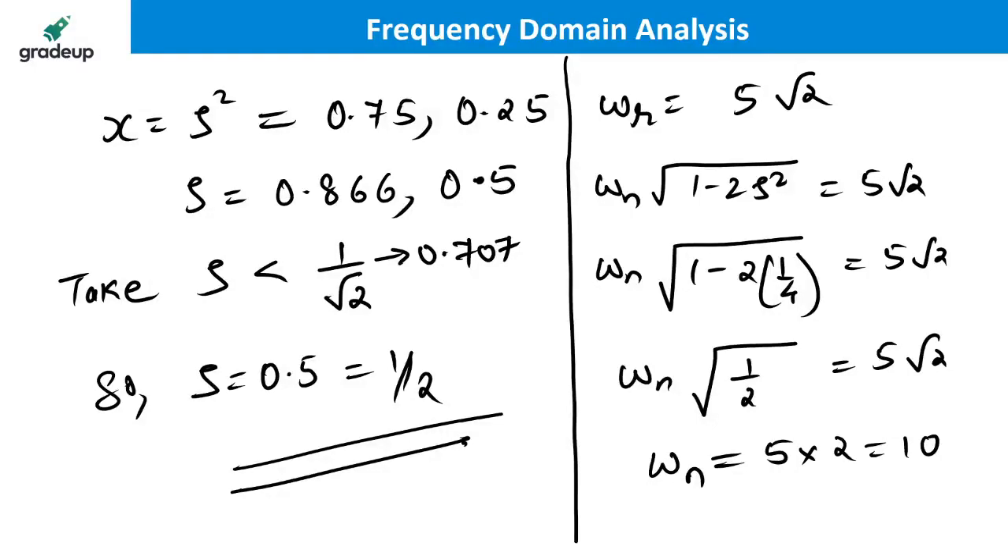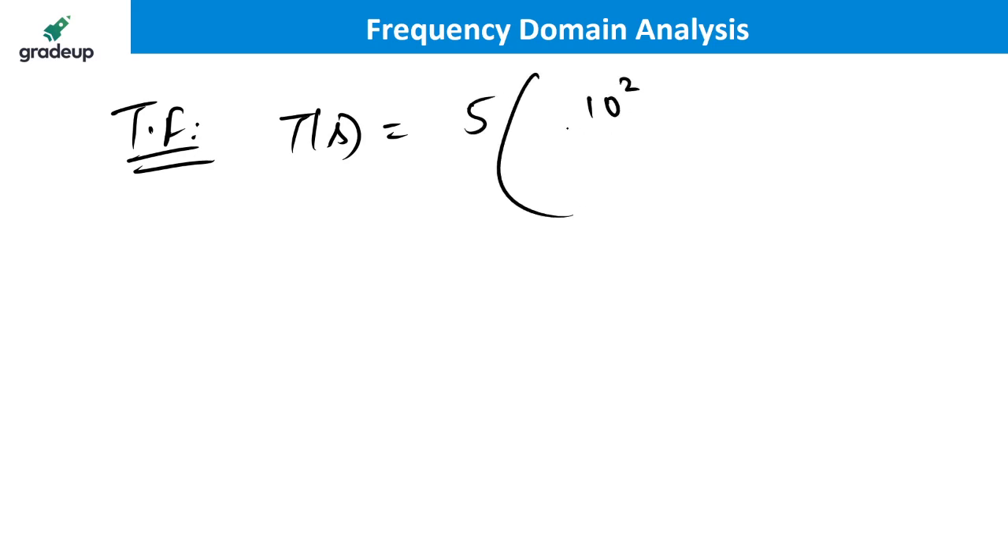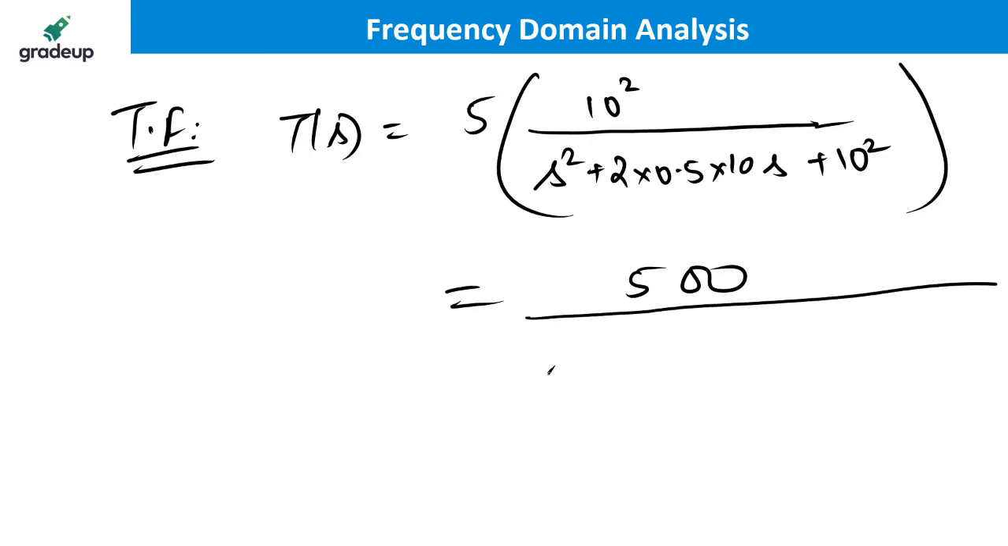So what is the transfer function then? You can directly go and check the options. I am writing down the value here: 5 into omega n square, that is 10 square, divided by s square plus 2 zeta omega n s plus omega n square. So that is equal to 500 divided by s square plus 10s plus 100.